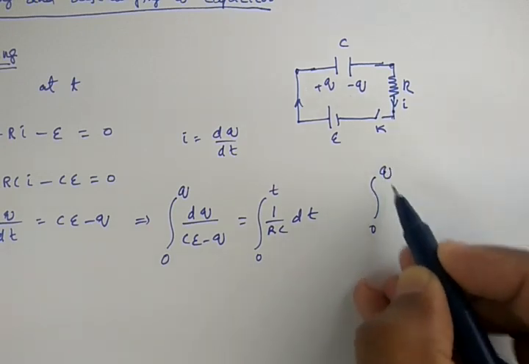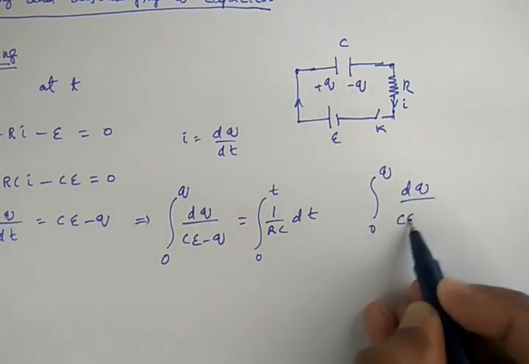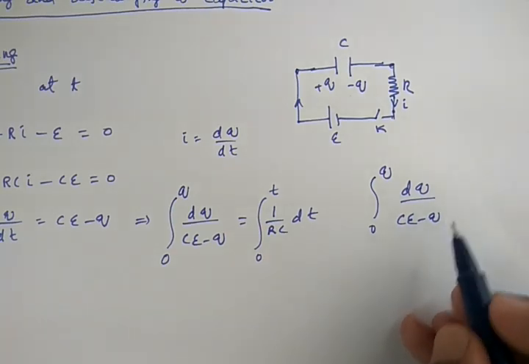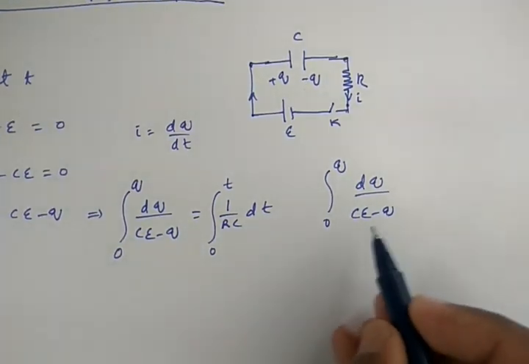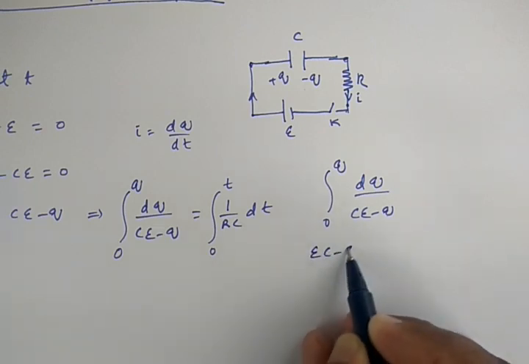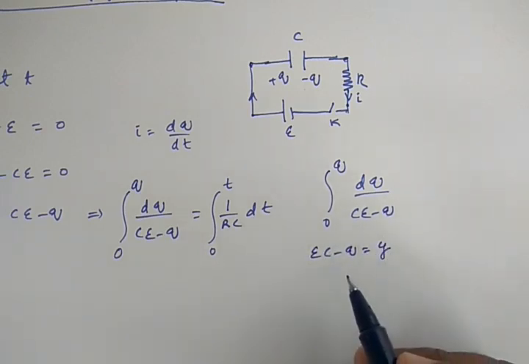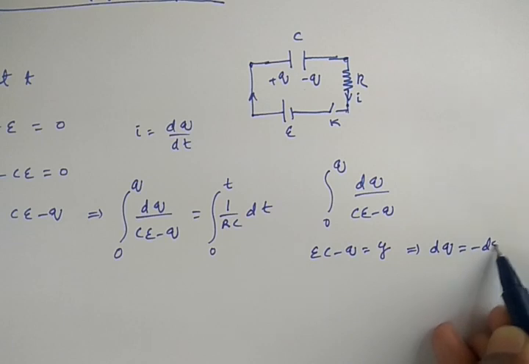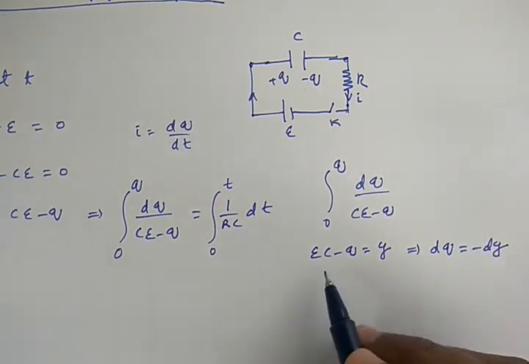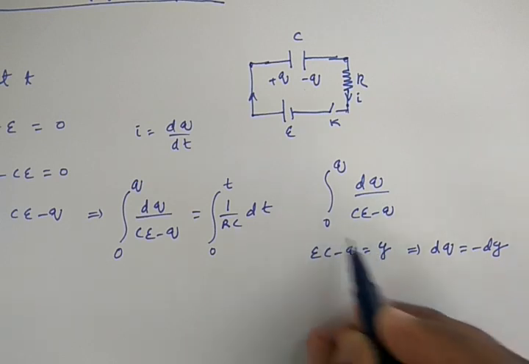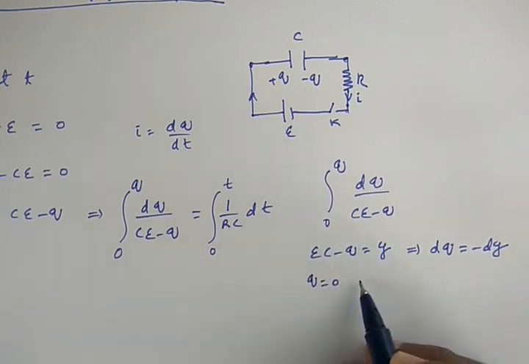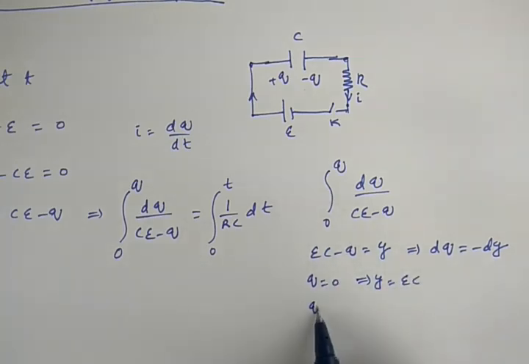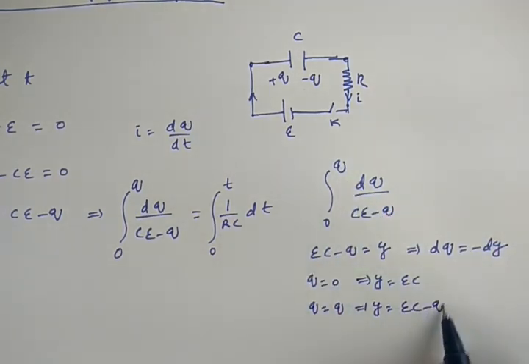So the integral from 0 to q of dq by (CE minus q). Let us take EC minus q equals, let us write it as y. Then that implies dq equals minus dy. Then you can also take boundary conditions. When q is 0, y becomes EC. When q is q, y equals EC minus q.